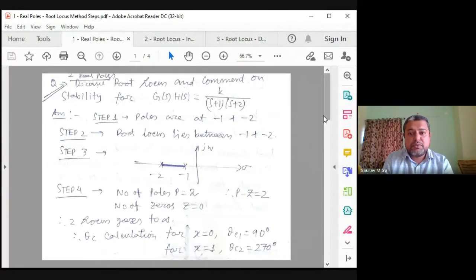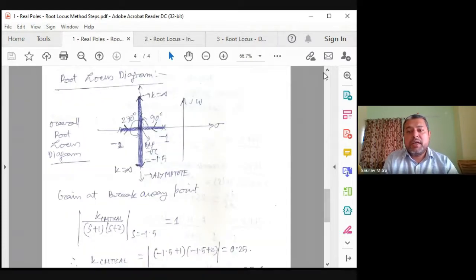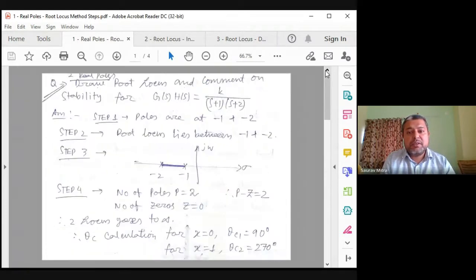So the first step is to find poles and zeros. The poles at -1 and -2 we have found. Next, you have to draw the root locus plot as far as possible, depending on the first two steps. First you have to find the real axis root locus. So you draw the -1 and -2 pole positions first. Then you check whether any point in between, let's say -1.5 or -1.3 or -1.99, is on the root locus or not.